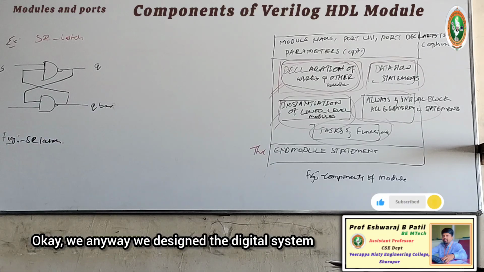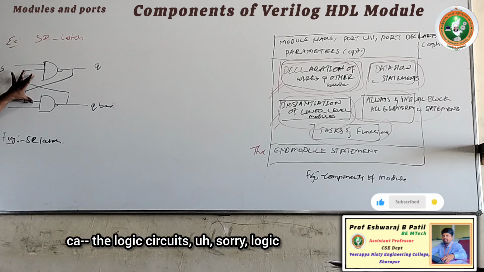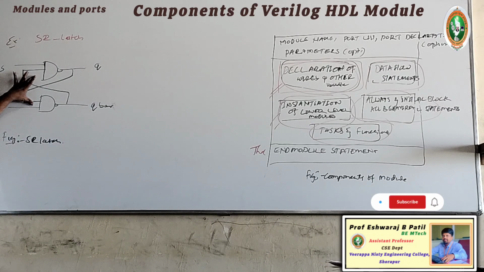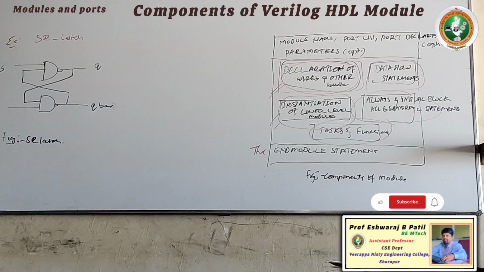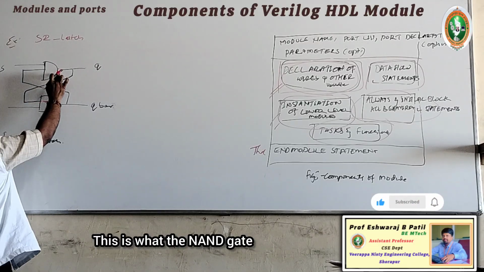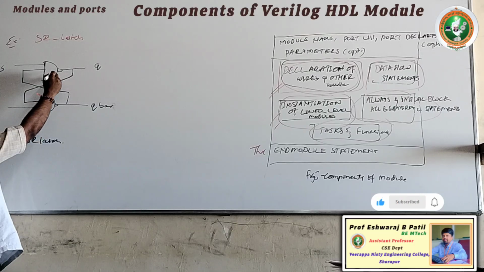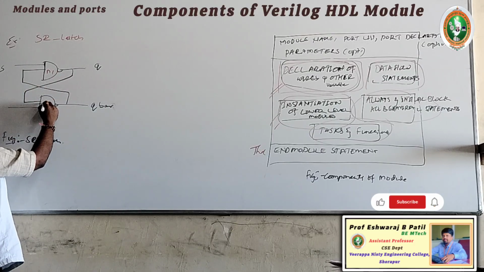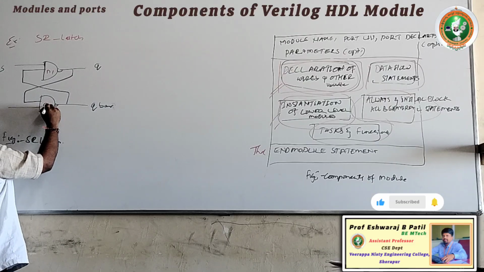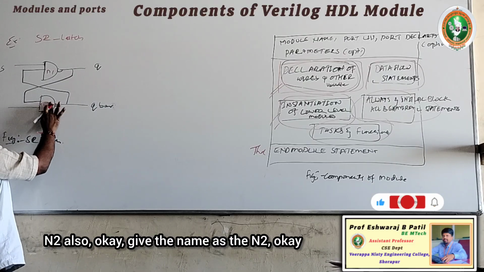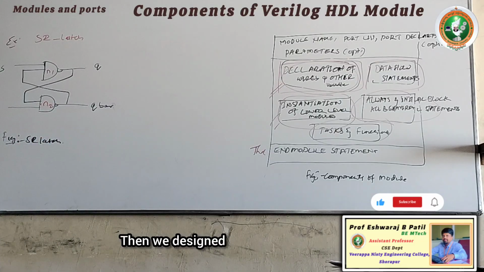When we design the digital system with the help of logic blocks, this is the NAND gate, because of the bubble here. An AND gate with a bubble is a NAND. This one we name N1, and this one we name N2.